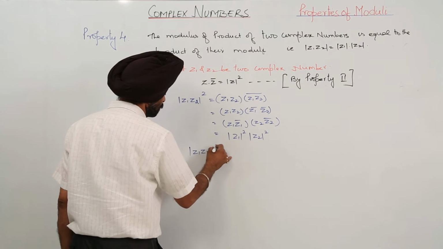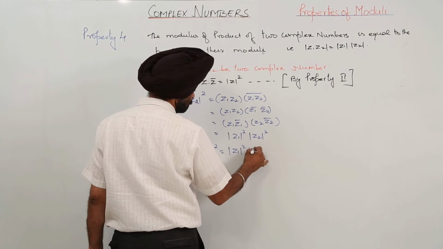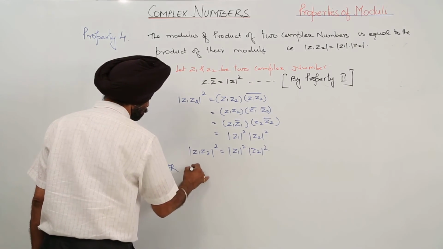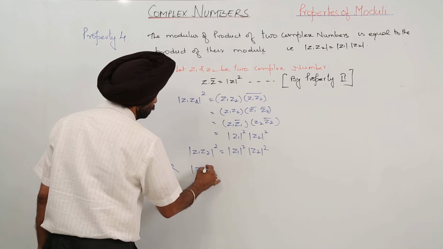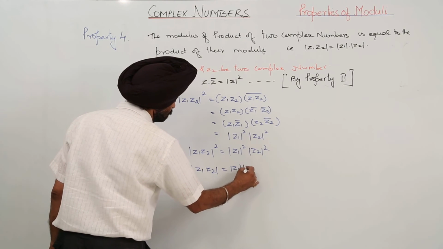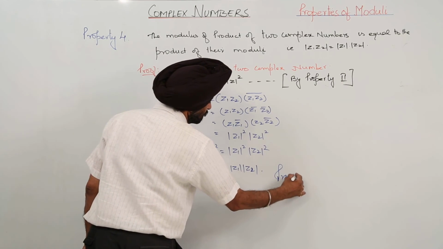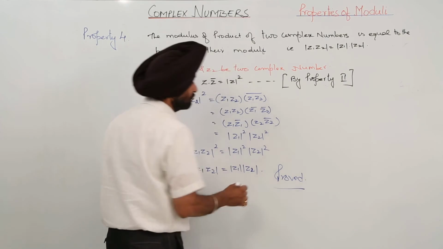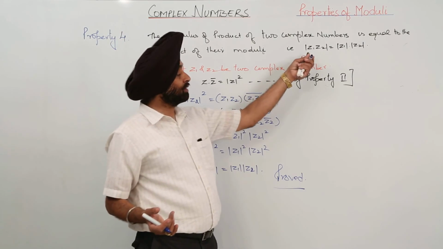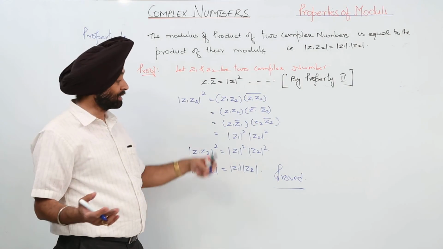Now |Z1 Z2| squared is equal to |Z1| squared |Z2| squared, or |Z1 Z2| is equal to |Z1| |Z2|. Proved. Or if you wish, just for the sake of practice, you can take any examples of two complex numbers, Z1 and Z2, and then prove this one.